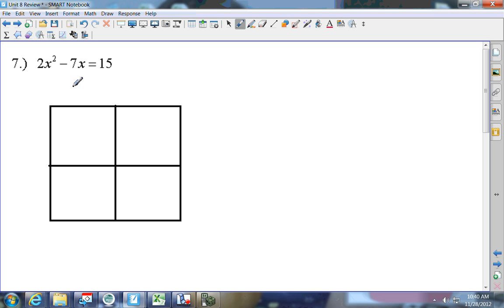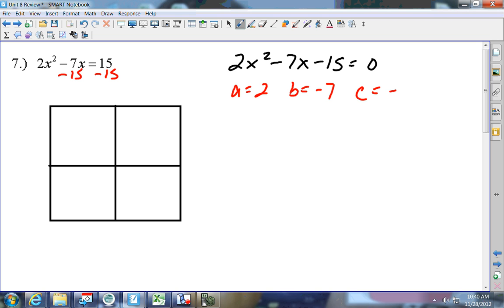Right here, let's set it equal to 0. Subtract 15 from each side. So I get 2x squared minus 7x minus 15 equals 0. Is there a GCF? No, there is not. So I can label A, B, and C. A is 2, B is negative 7, C is negative 15.